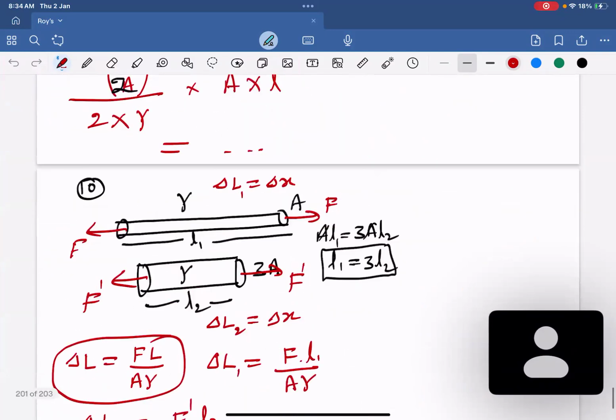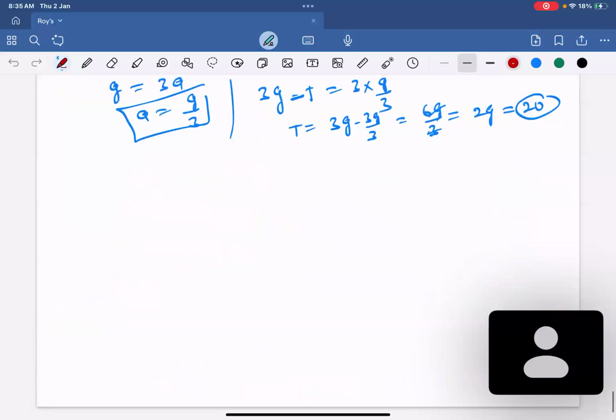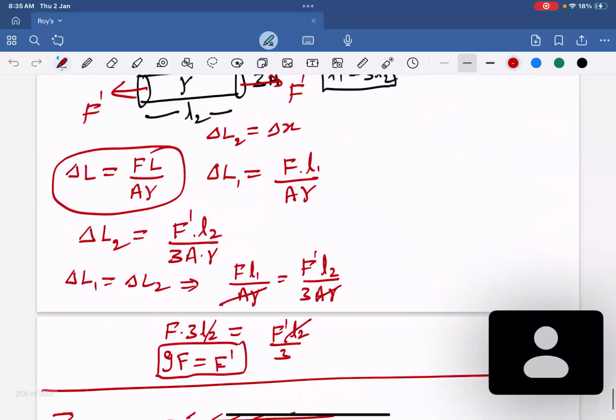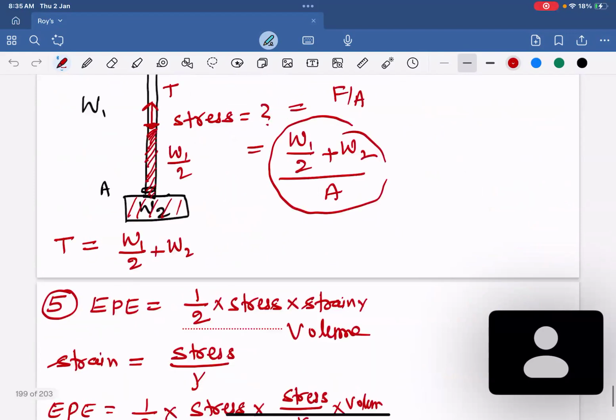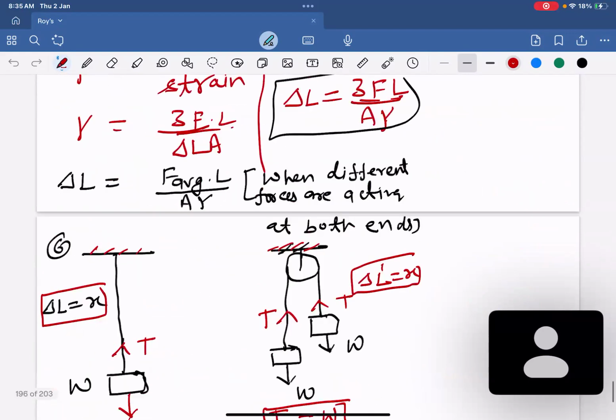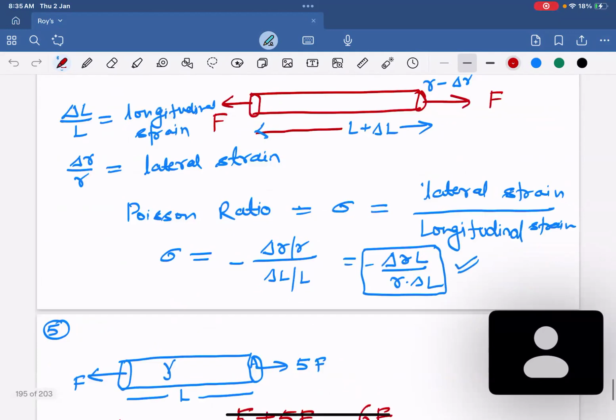So this chapter is complete. Then we should start the fluids. Yes, sir. Solids, sir.